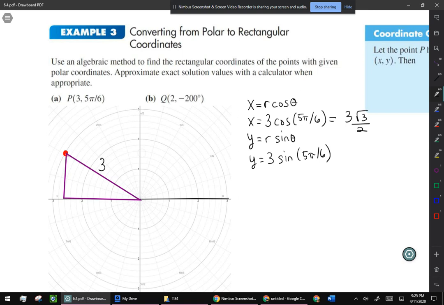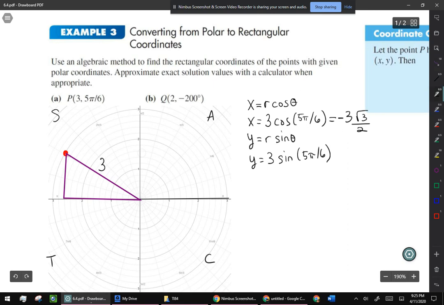But also, we're in quadrant 2. So because we're in quadrant 2, cosine, right? It's All Students Take Calculus, or applesauce turkey chicken. So cosine is negative there. We can also confirm that, hey, look, that's going to the left side of the x-axis, so it should be negative.